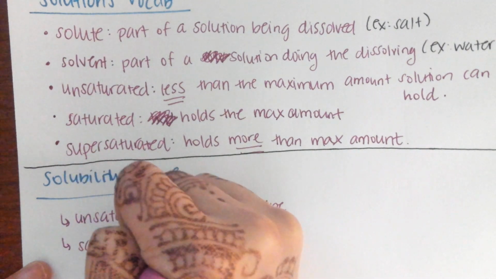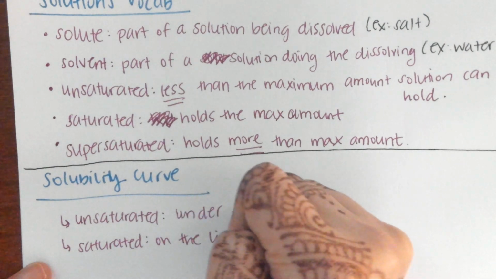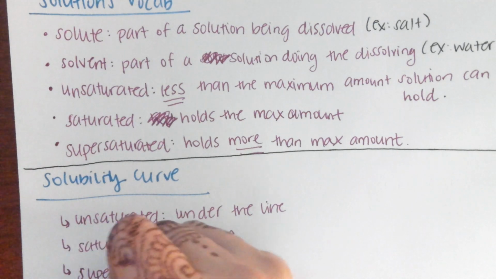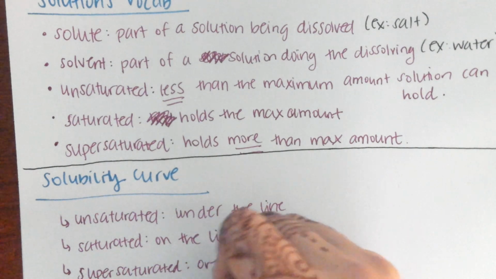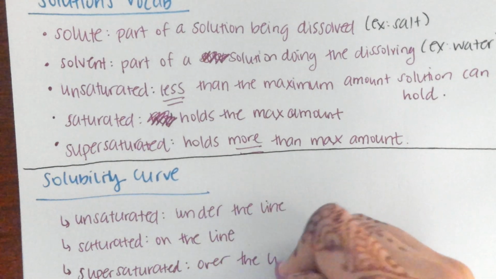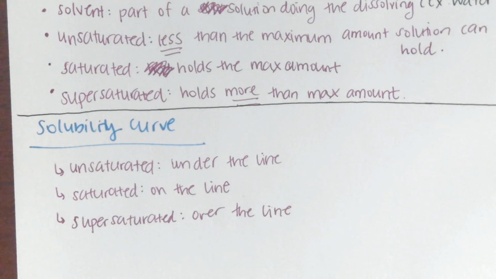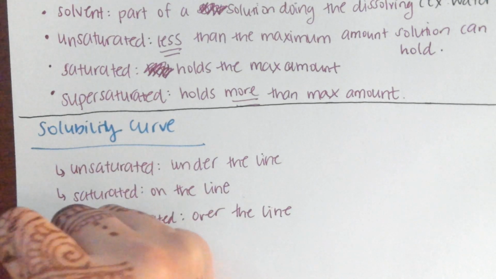So we know that saturated is a perfect amount, so it's on the line. Then supersaturated is what? Over the line. By the way, if a question asks what's the saturation, please don't put oversaturated. That's a common mistake. That's not the correct term. You have to say supersaturated. Alright? So, y'all have your graphs in front of you. Let me give you a sample question.